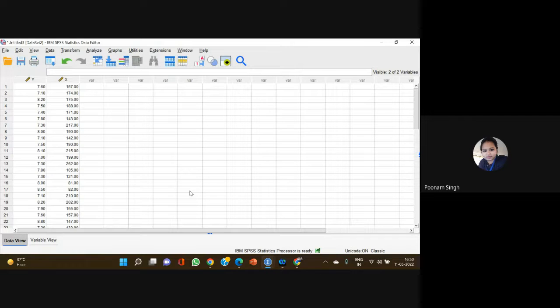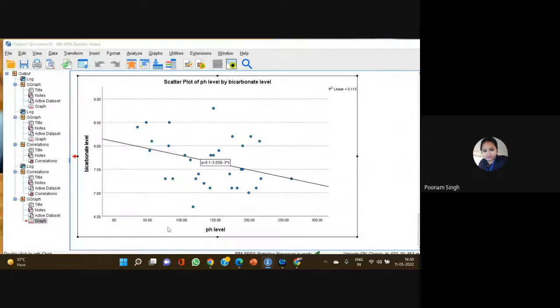So what we have seen in the scatter plot is that there was a negative correlation. We have seen in the graph that there is a negative correlation and the dots go down. And we have also added this regression line which shows the negative correlation between the variables. Now we will check for the other assumption.